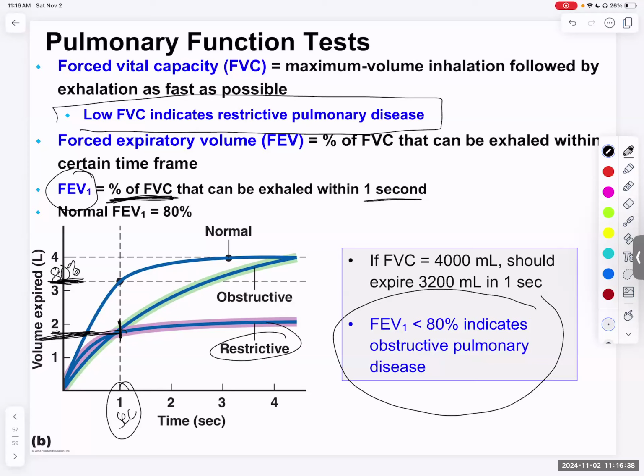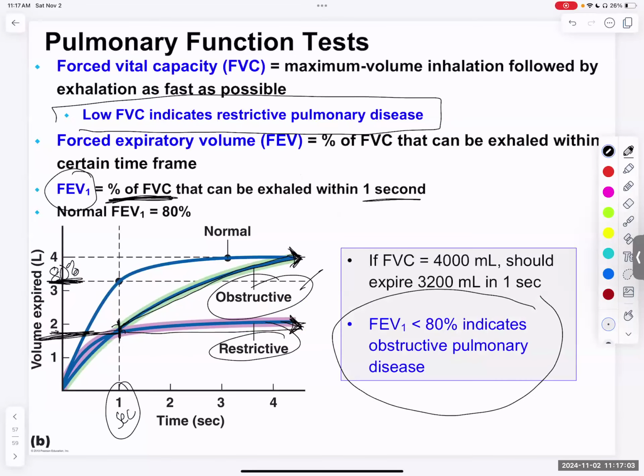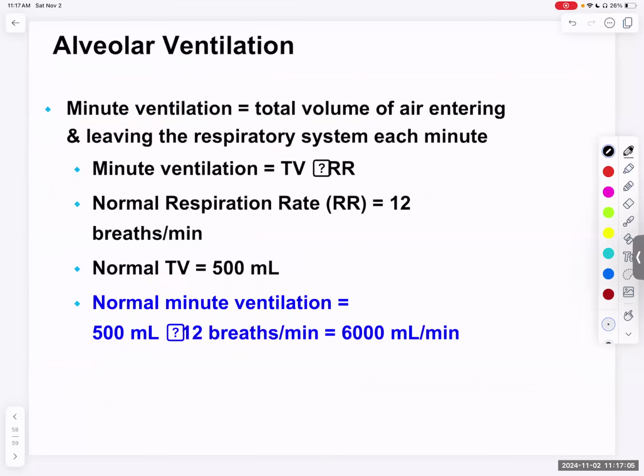Then to figure out the difference between restrictive and obstructive, if you keep going, with obstructive, you're going to very slowly be able to force that air out. It's just going to take a long time. Restrictive means you can't get the air out because there's something restricting it. So these are a little bit different. This is more of the asthma and COPD. And we're going to talk about that a little bit in lab.